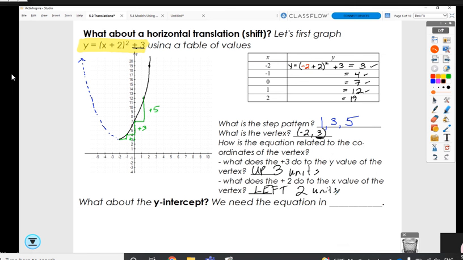Now, what about the y-intercept? The y-intercept is 7. Oh, sorry. This right here is no longer the y-intercept. That's the new y part of the vertex. But if we did want the y-intercept, what we'd have to do is get this thing into standard form. Because we know in standard form, ax squared plus bx plus c, that c value is the y-intercept. Yeah?